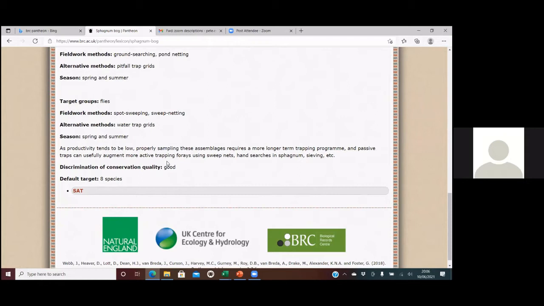It mentions a few other bits of potential survey techniques: sweep nets, hand searches in sphagnum and sieving, which can find some of the smaller beetles and some of the uncommon spiders. Hand searches in sphagnum can also find cranefly larvae and a range of other things.